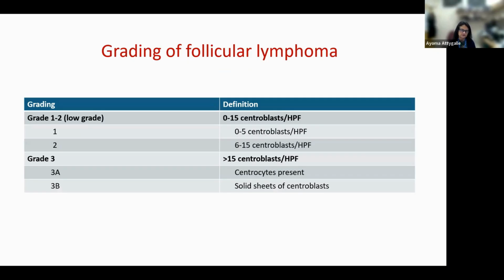If there are more than 15 centroblasts per high power field, with still mixed centrocytes and centroblasts, you call it grade 3A. And grade 3B consists of solid sheets of centroblasts. Grade 3B in the new WHO classification is referred to as follicular large B-cell lymphoma because, as I'll come to in a minute, it is different from the classic follicular lymphoma, which is grades 1, 2, and 3A. Grade 3B is more akin to diffuse large B-cell lymphoma.